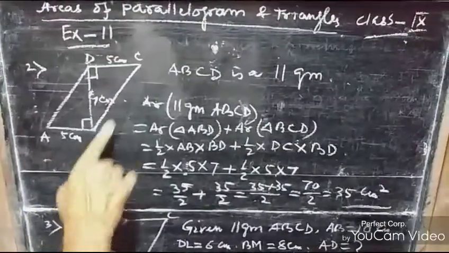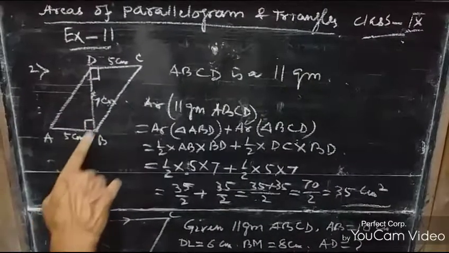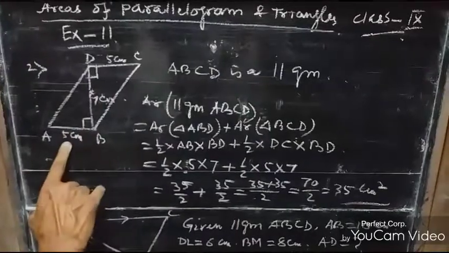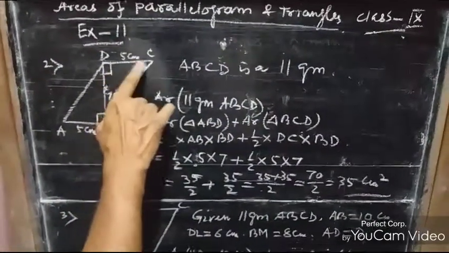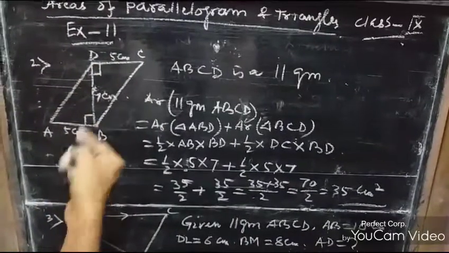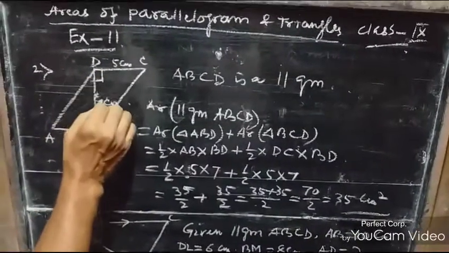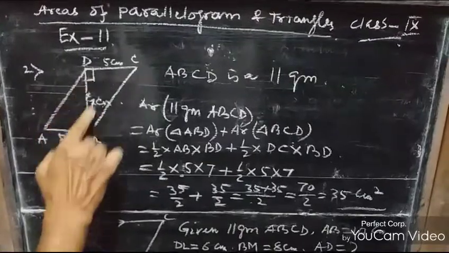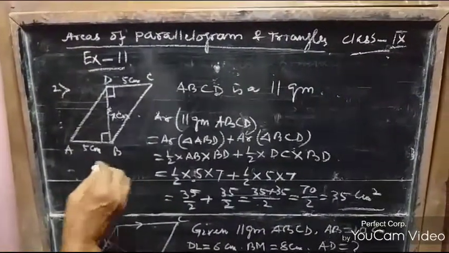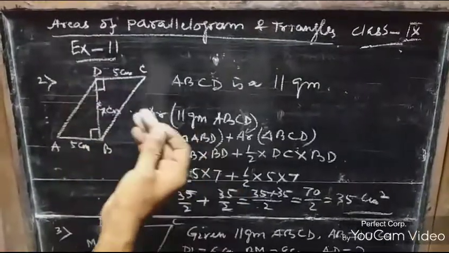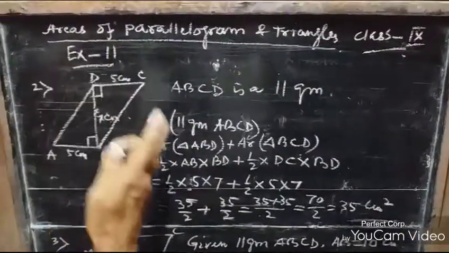Here it is given ABCD is a parallelogram and these dimensions are given. AB is given 5, CD, the opposite side, is also 5, and this is given 7 centimeter, and this is 90 degree. Both these angles are 90 degree. Now the same procedure we have already just learned from the theorem.